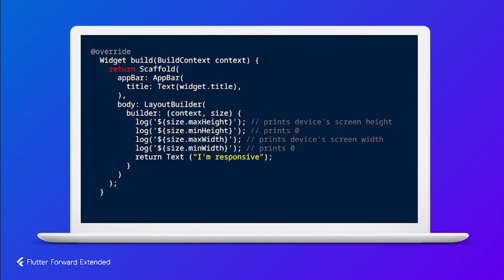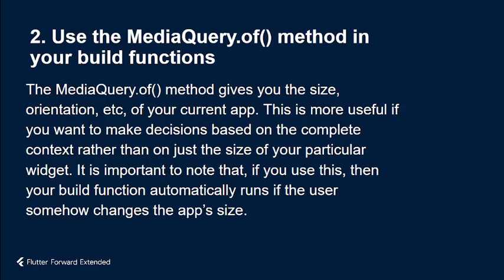And you can see in the builder it finds the context as well as the size. So inside the size, you can access the attributes of maximum height, maximum width, and minimum width. So layout builder is as simple as that.